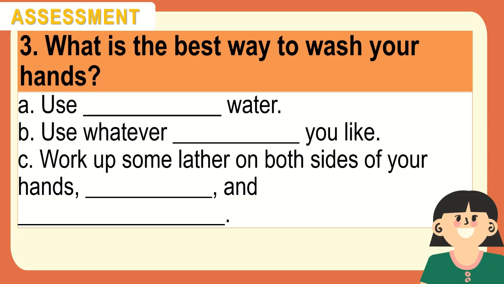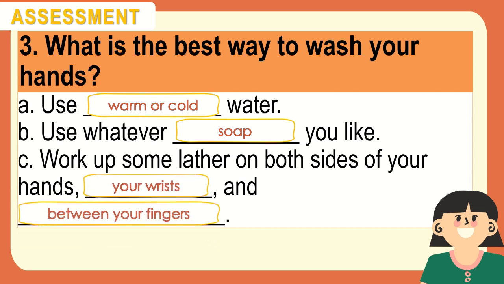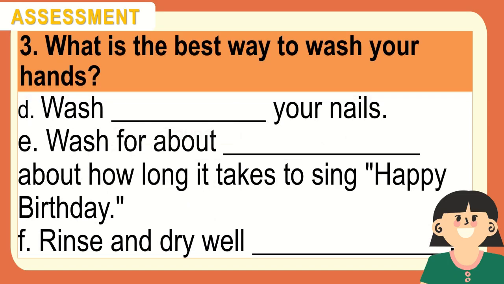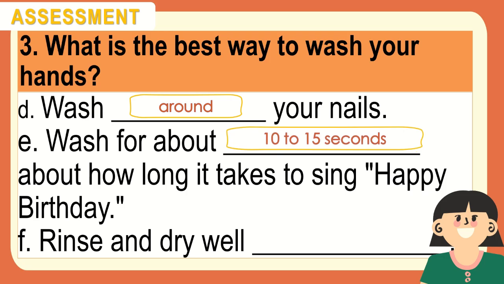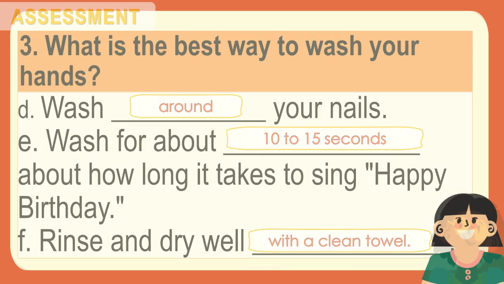What is the best way to wash your hands? Use warm or cold water. Use whatever soap you like. Work up some lather on both sides of your hands, your wrist, and between your fingers. Wash around your nails. Wash for about 10 to 15 seconds, about how long it takes to sing happy birthday. Rinse and dry well with a clean towel.